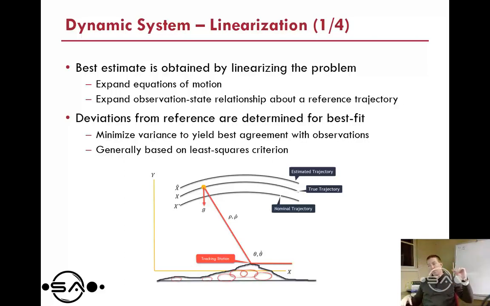So remember we talked about our nominal trajectory, right? Well, the nominal trajectory is the model that we have, and the deviations, we want to minimize our variance in order to find the best fit with those observations that we have. Again, typically based on least squares criterion.